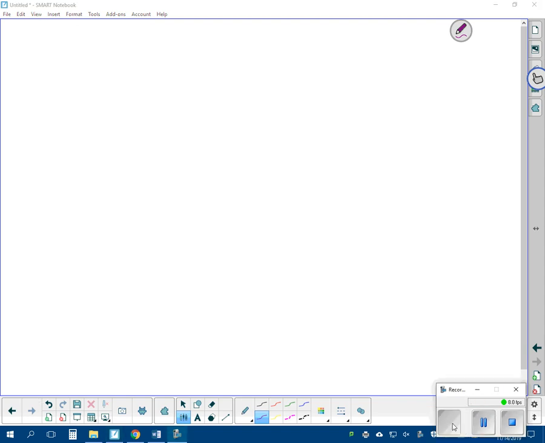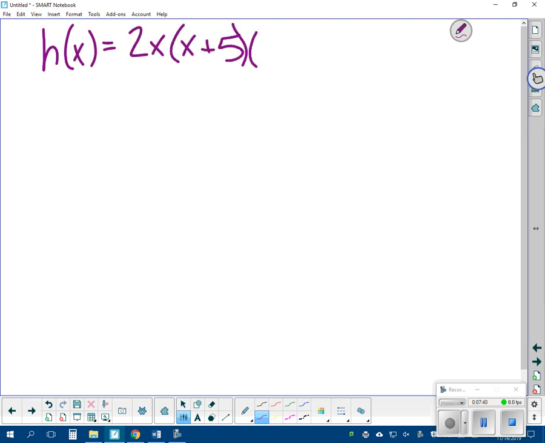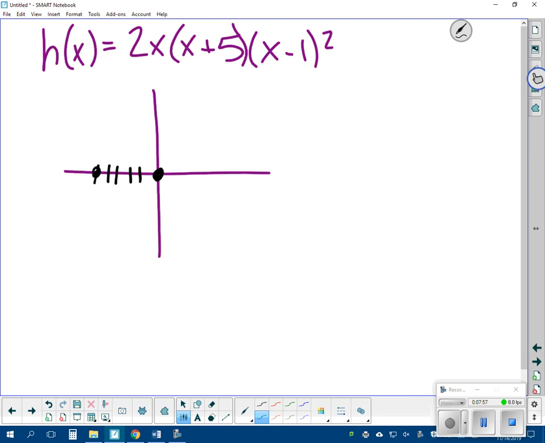All right. So let's try one more of these graphs. All right, so immediately we know what our roots are going to be. 0, -5, and +1.